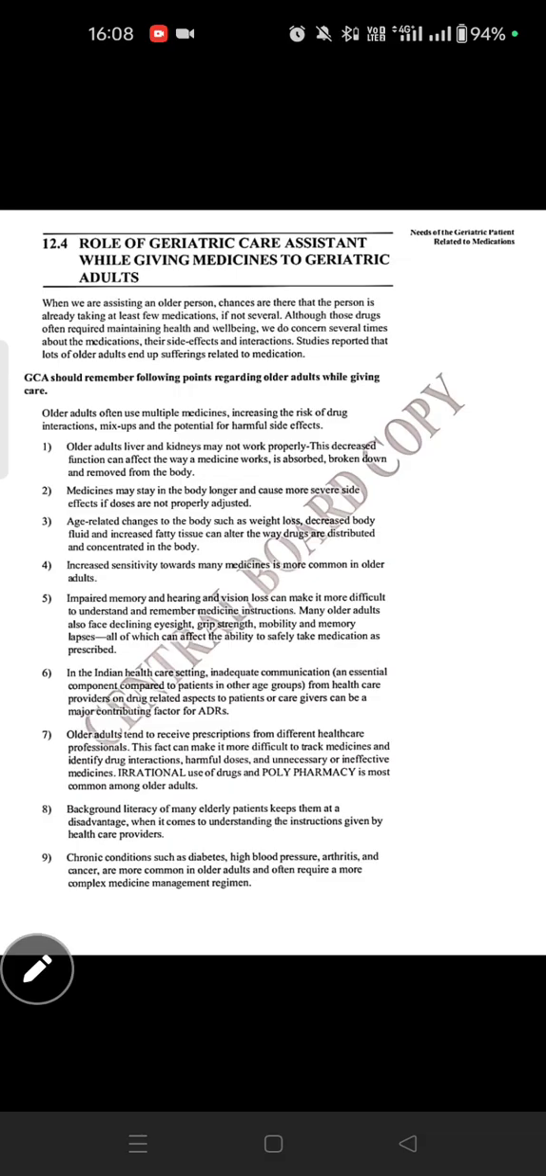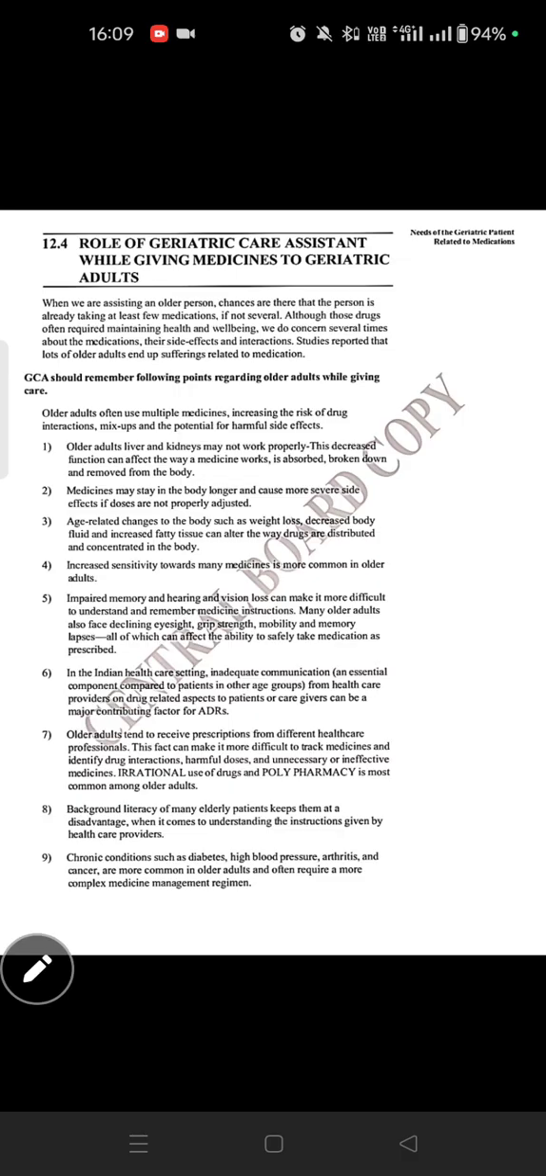Increased sensitivity to medicine is the most common in older adults. Impaired memory, hearing and vision loss can make it difficult to understand medicine instructions. So we should always consider declining eyesight, grip strength, mobility and memory lapses, which affect safe medication prescription. Inadequate communication is also a problem. Prescriptions from different health professionals may not be tracked and the medicines identified, so it can lead to ineffective medicine, and irrational use and polypharmacy are the most important issues.